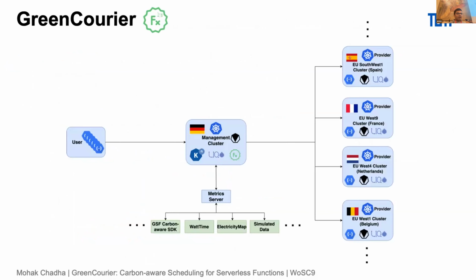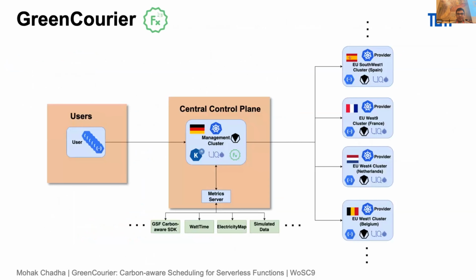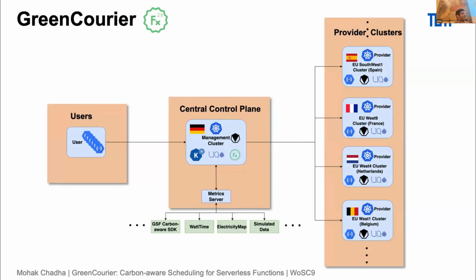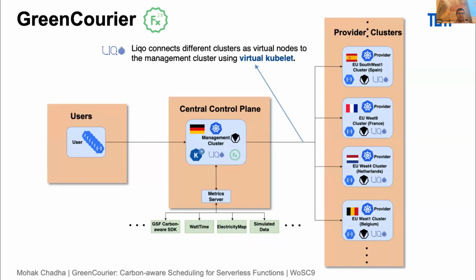Right, so GreenCourier consists of three main entities: users, the central control plane, and the geographically distributed independent provider Kubernetes clusters. For connecting the independent provider clusters to the management cluster, we use the open source project called Liqo, which is a CNCF sandbox project, which internally utilizes virtual kubelet. So virtual kubelet cloaks a provider cluster as a virtual node and connects it to the management cluster.